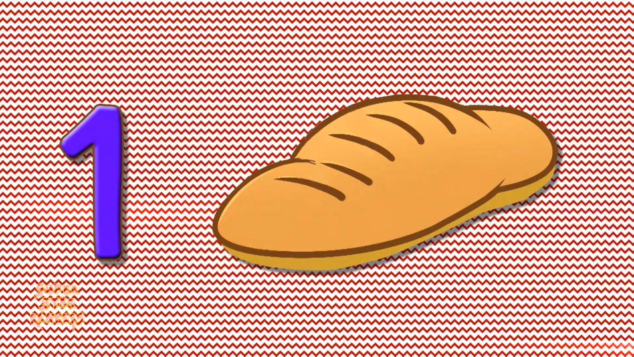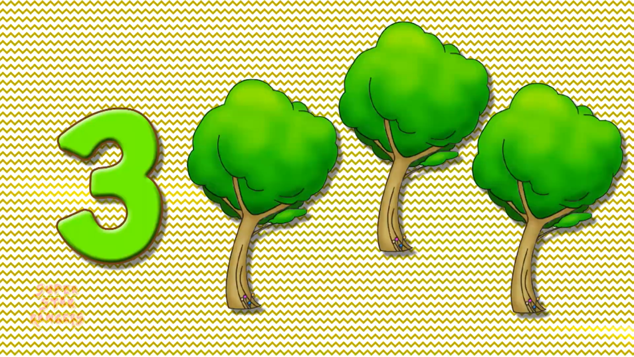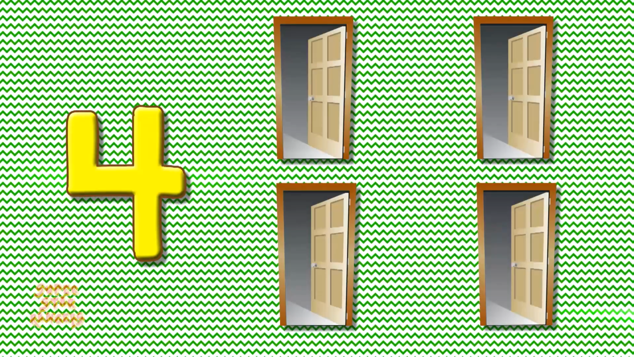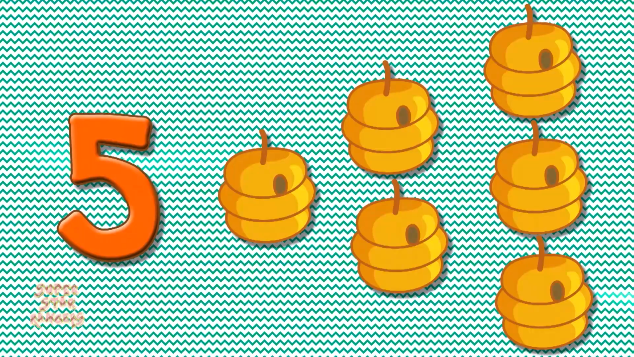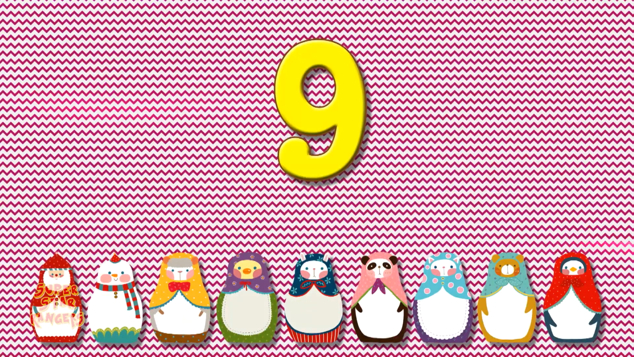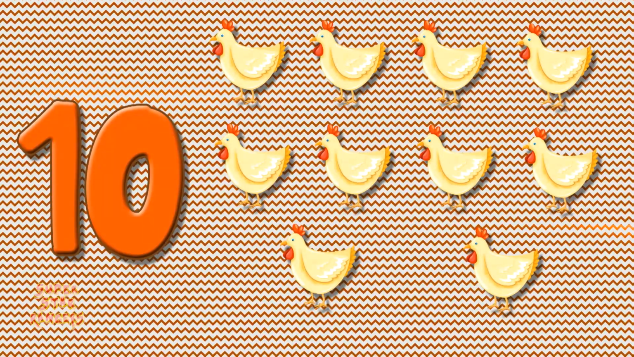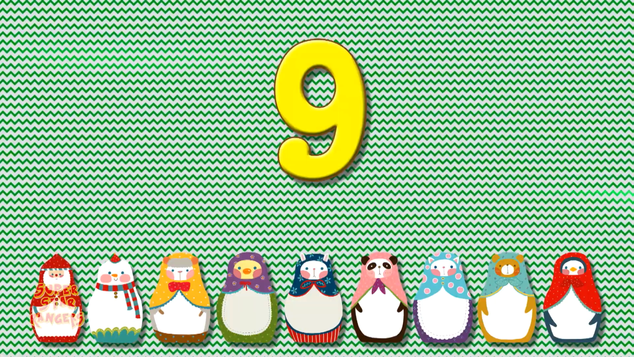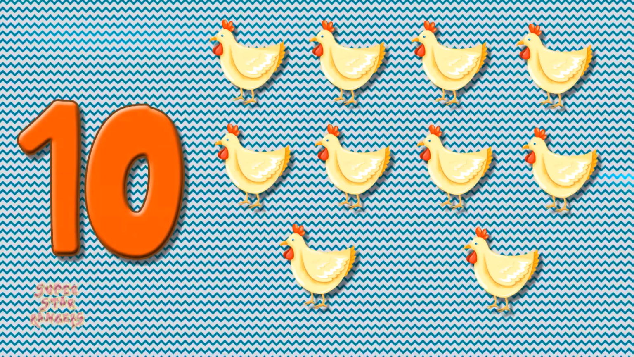One big bun, two brown shoes, three big trees and four open doors. Five beehives, six short sticks, seven black ravens and eight white plates. Nine in the line and ten little hens. There are your numbers, one, two, ten. Nine in the line and ten little hens.